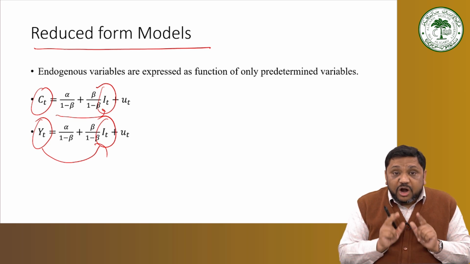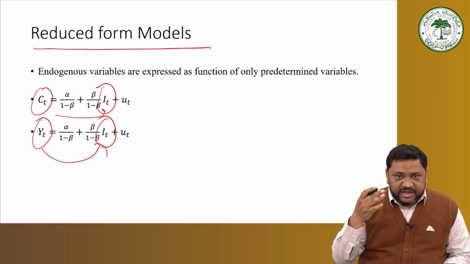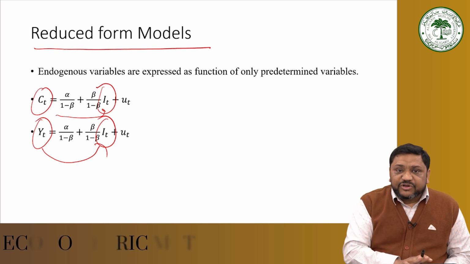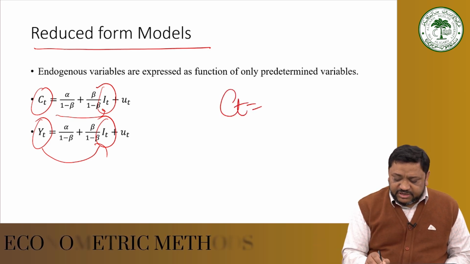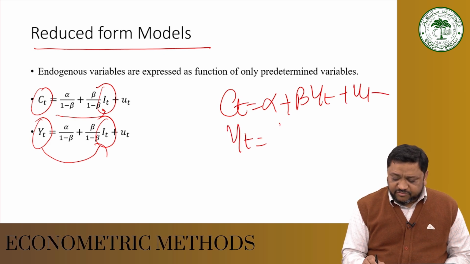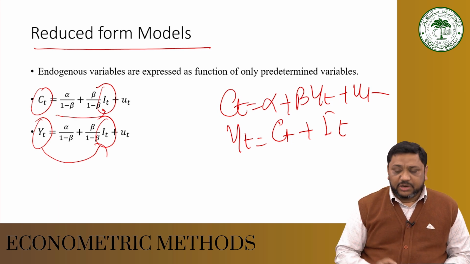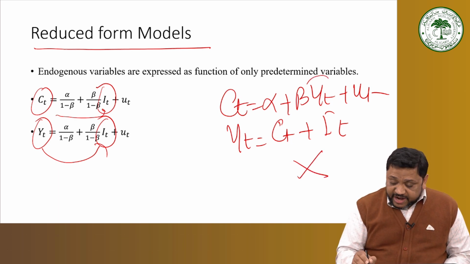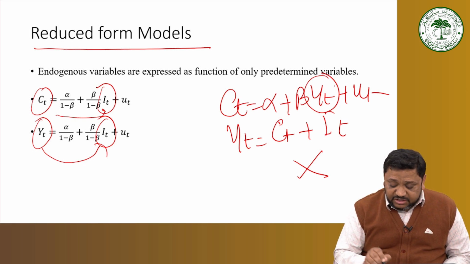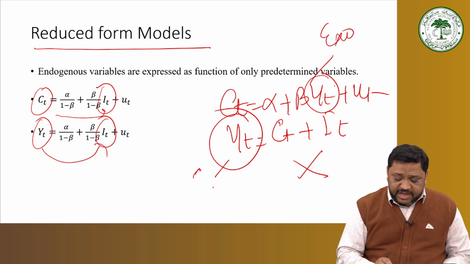So here we do not have any variable which is exogenous in one equation and becomes endogenous in the other equation. That situation is not present. Like we have the model Ct is equal to alpha plus beta yt plus ut, and yt is equal to Ct plus it. This is not a reduced form model. The reason is that yt is exogenous or predetermined over here, and yt is again endogenous over here.